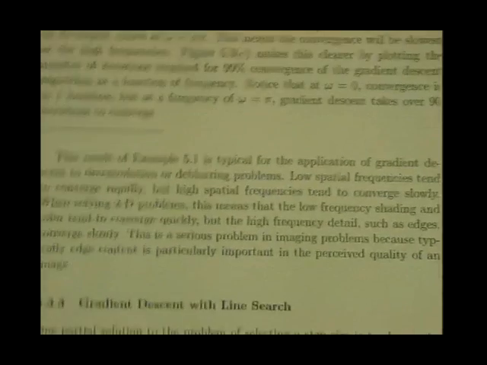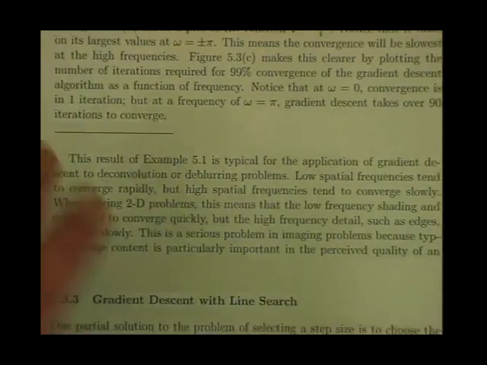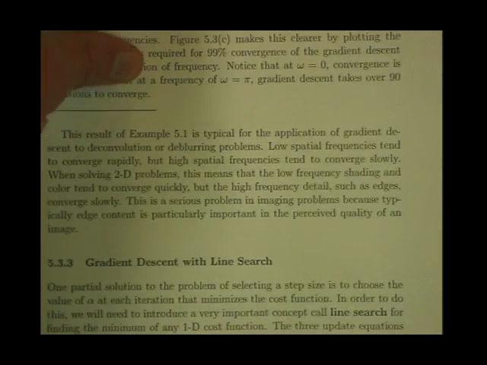Okay, now, so we talked about convergence. I talked about the frequency analysis of gradient descent. So line search, you'll need to read this. I won't go through this in a lot of detail, but basically, line search is very important.